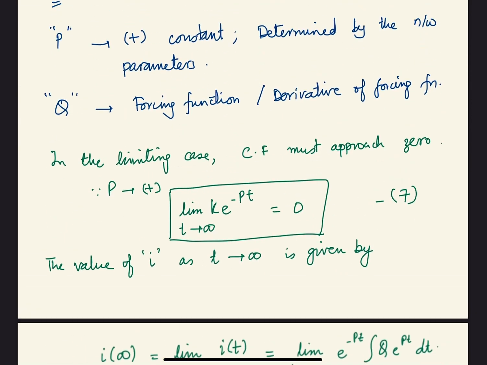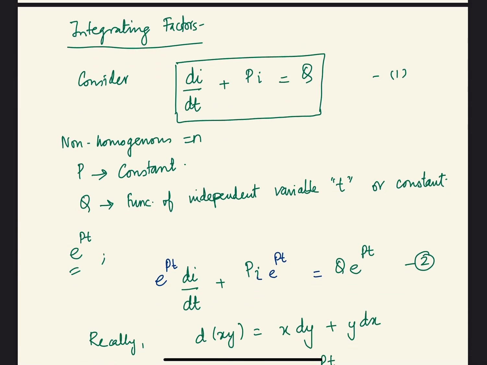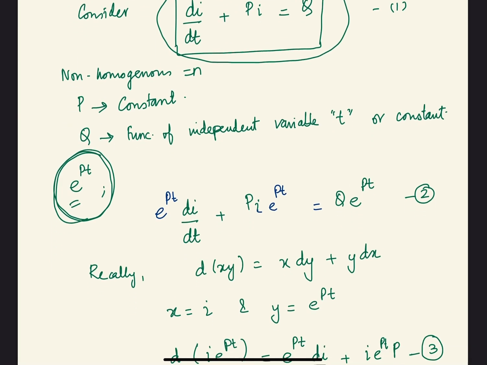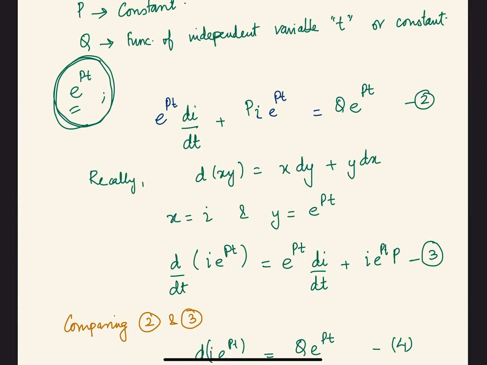All right, so taking a look back, what have we basically done? We had a simple differential equation, which was a non-homogeneous differential equation. With the help of some algebraic manipulation, with the help of this factor e to the power pt, we have simplified and solved this differential equation into this form, right? So these factors are known as the integrating factors. This factor e to the power pt is known as the integrating factor.